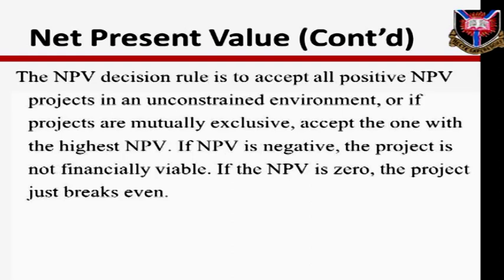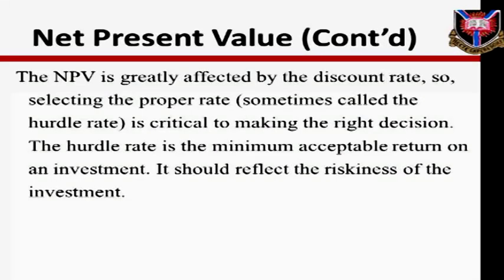The NPV decision rule is to accept all positive NPV projects in an unconstrained environment, or if projects are mutually exclusive, accept the one with the highest NPV. If NPV is negative, the project is not financially viable. If the NPV is 0, the project just breaks even. The NPV is greatly affected by the discount rate, so selecting the proper rate is critical to making the right decision.